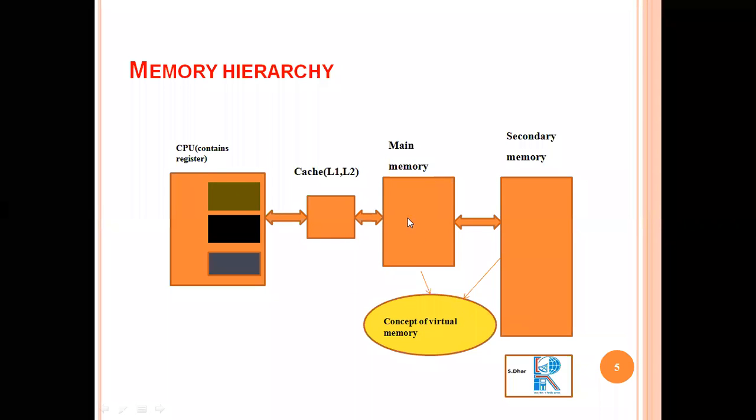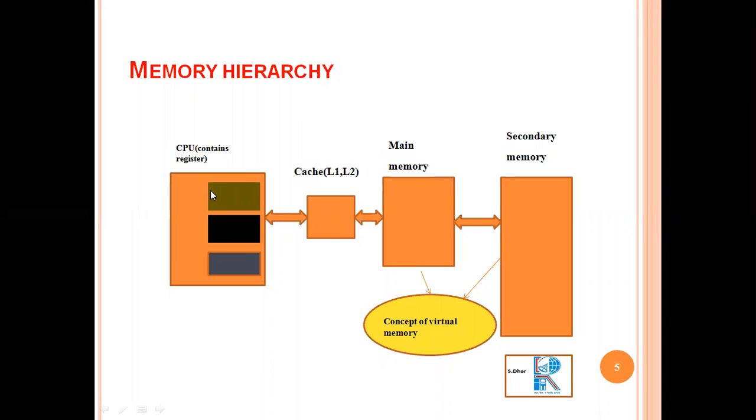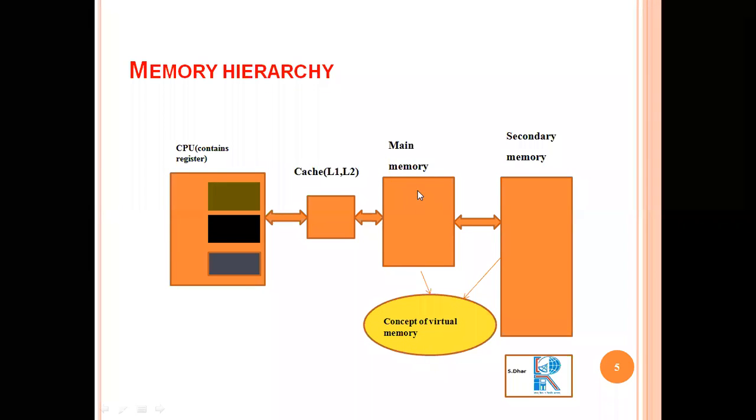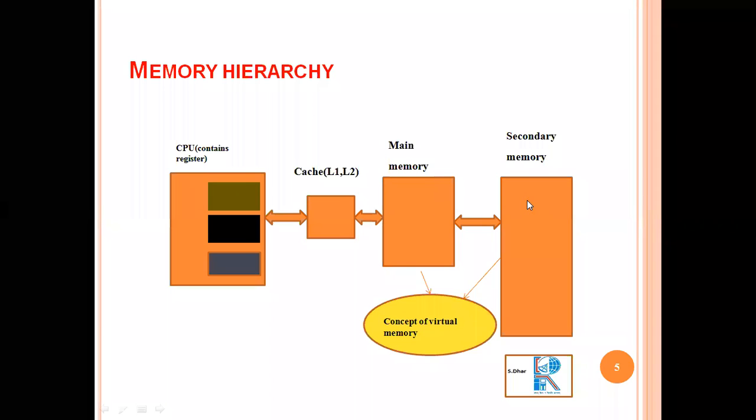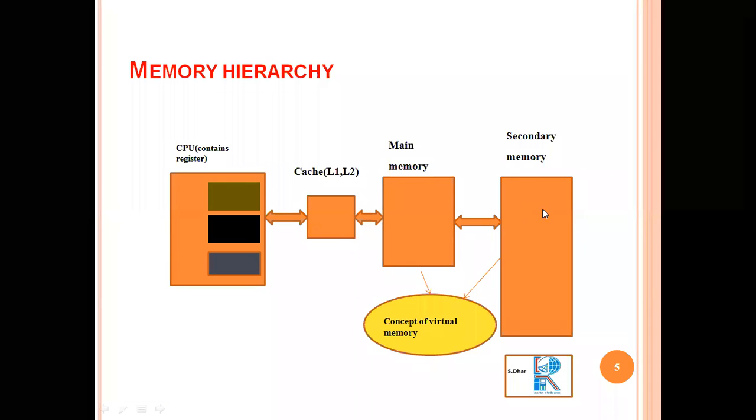Between the CPU and main memory, there is a temporary memory that is called a cache memory. But in between main memory and secondary memory, there is another concept of memory. Remember, this is not a memory in the hardware, this is only a concept of memory. That concept is called virtual memory. What happens in the virtual memory? In the virtual memory, a part of the program is stored in the main memory, and another part of the program is stored in the secondary memory.